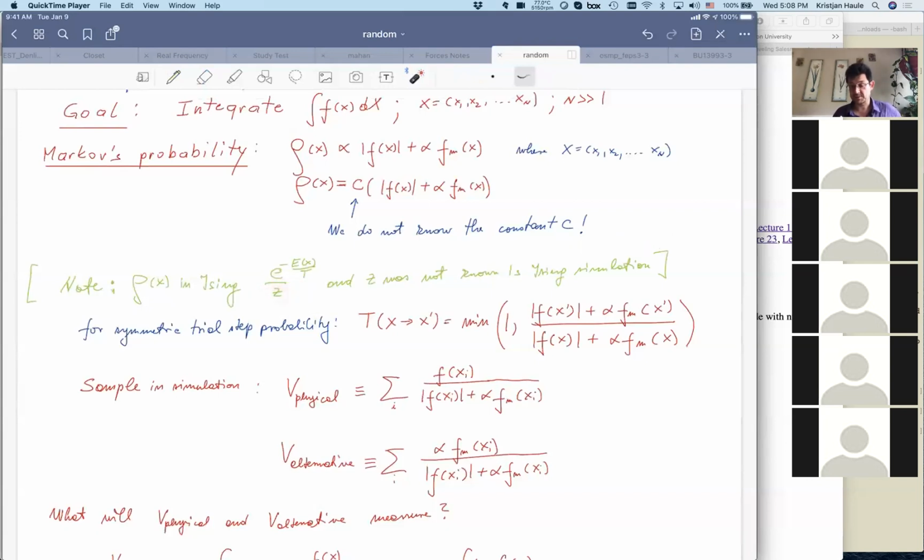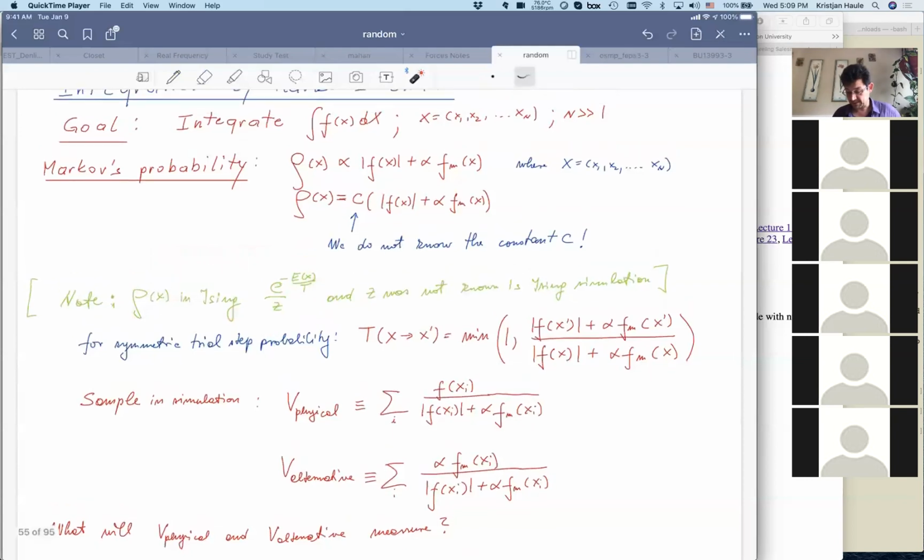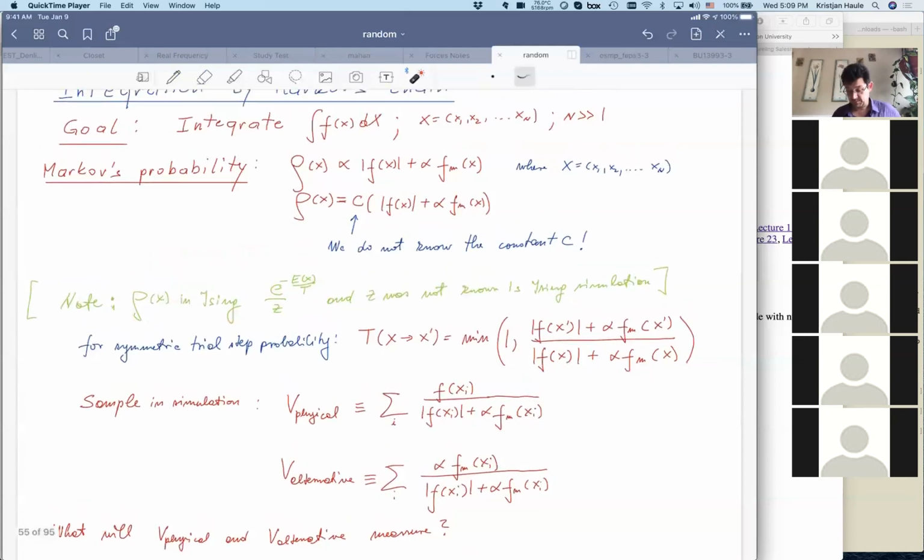Now, why do I emphasize this so much? Because if you do the direct simulation, the probability is e to the minus E of x divided by T, divided by Z, but we don't know Z, which means the probability is only proportional to e to the minus E of x divided by T, and we don't know the proportionality constant. Z is like a proportionality constant. In the Markov chain, this proportionality constant is always hidden. It always cancels out, and we don't know it.